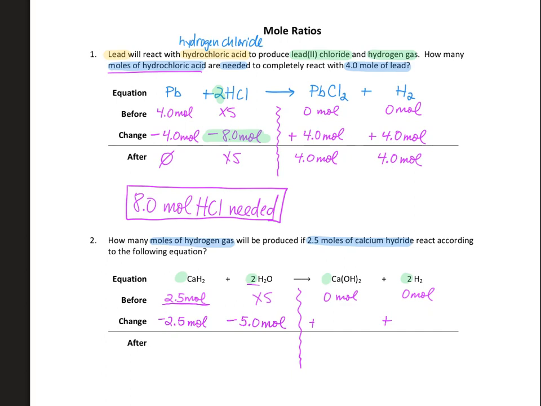Okay, again, calcium hydroxide is our product. We're going to add that same coefficient as the calcium hydride of 1, so that's going to be 2.5 moles. And then coefficient of 2 for the hydrogen, so multiply that 2.5 by 2, gives us 5.0 moles. Okay, evaluate all the way across. Our after line, all the calcium hydride's used up. We're going to have leftover water, so we're going to write excess, and then 2.5 moles of the calcium hydroxide and 5.0 moles of hydrogen gas.